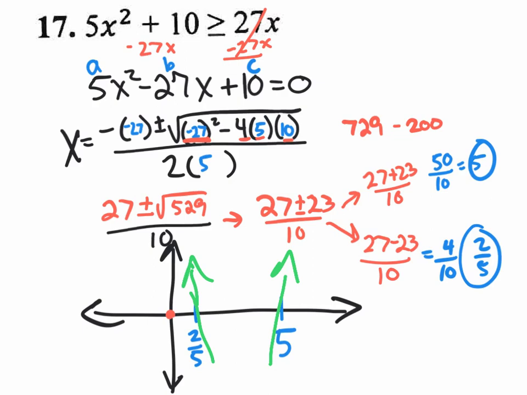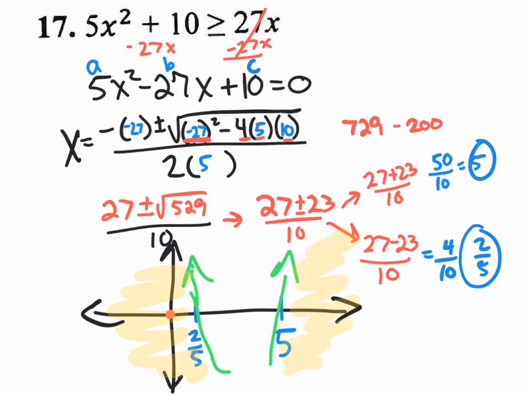And we're either going to shade in the inside of the parabola or the outside of the parabola. So let's test 0, 0. Plug in everywhere. 0 squared is 0, 5 times 0 is 0, 0 plus 10 is 10, 27 times 0 is 0. 10 is greater than 0. Is that true or false? True. So this does work. 10 is greater than 0. It does work. So that means that everything on the outside is going to work. So your answers are going to be out here.